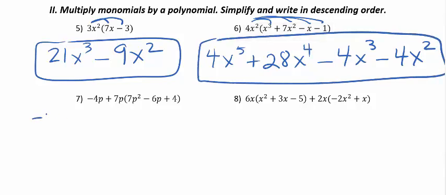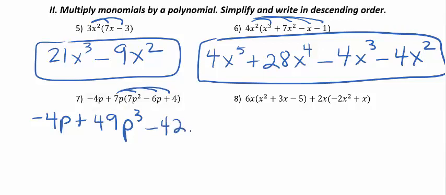Negative 4p out here in front plus, and then we're going to distribute the 7p to everything inside of the parentheses. 7 times 7 is 49. P times p squared, add those exponents and get p cubed. 7 times 6 is 42. P times p is p squared. And then 7p times 4 is going to give us a 28p.